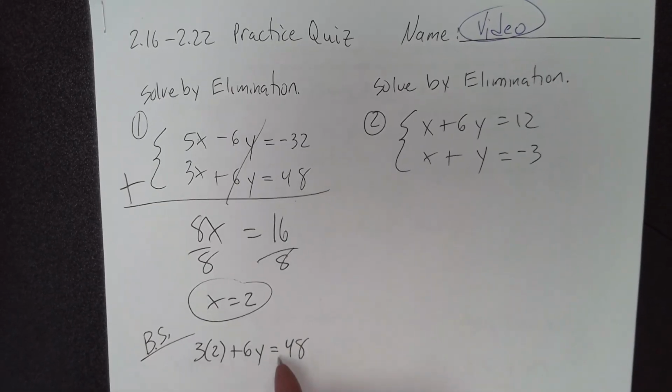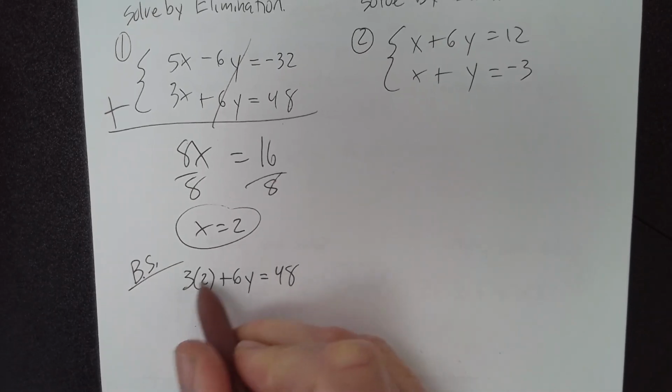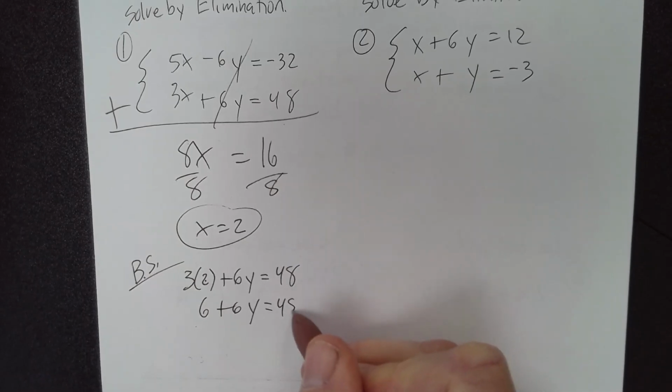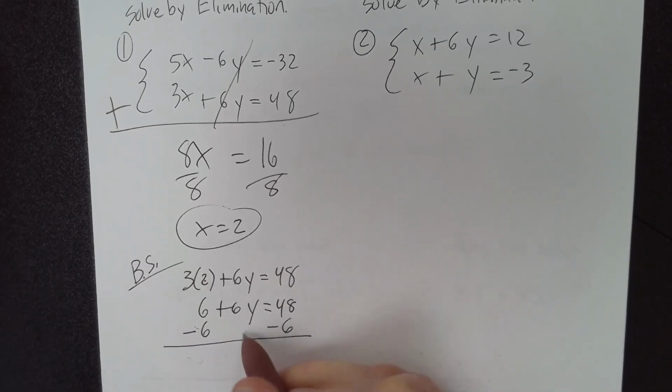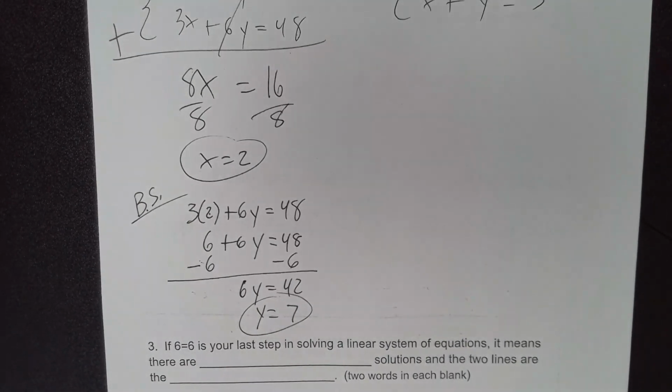Equals 48. Okay, then we just algebraically solve for the y. This times this is 6 plus 6y is equal to 48. We subtract the 6 over, and we get 6y is equal to 42. Y is equal to 7. So those are the two answers, 2 and 7, and it should work in both equations. If you're not sure, you can always check it.